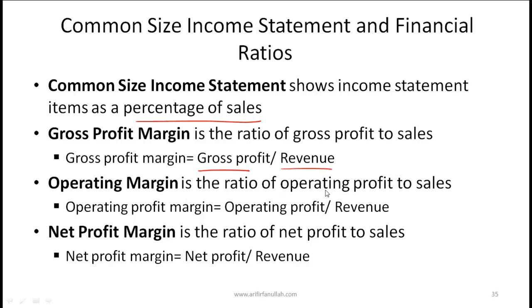Operating margin is the ratio of operating profit to sales, shown by this formula. Net profit margin is the ratio of net profit to sales. So all these are profitability ratios, and essentially they tell you how much money a company is making relative to revenue.